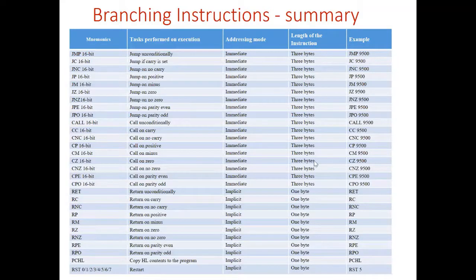Another jump instruction I have told you earlier is the call instruction. CALL 9500 means call the subroutine, call the execution of another program which is situated at 9500 memory location. And after executing that subroutine or subprogram, the microprocessor needs to come back to the main program where it was resumed.